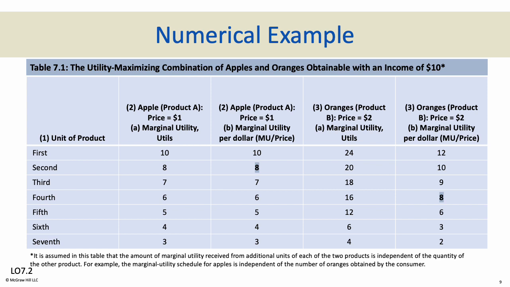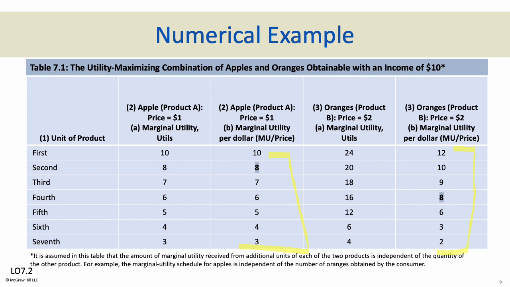If we look at just simply utility, as we buy more apples, we start at 10 and go all the way down to 3 by the 7th. Since the apple costs $1, our marginal utility per dollar is exactly the same. We're dividing the marginal utility by the price. Oranges we get more utility from, so they start at 24 and go all the way down to 4. But for marginal utility per dollar we have to divide by its price of $2, and it's only now slightly more than the apples, from 12 all the way down to 2. So the marginal utility for apples is right here, and the marginal utility for oranges is right here.